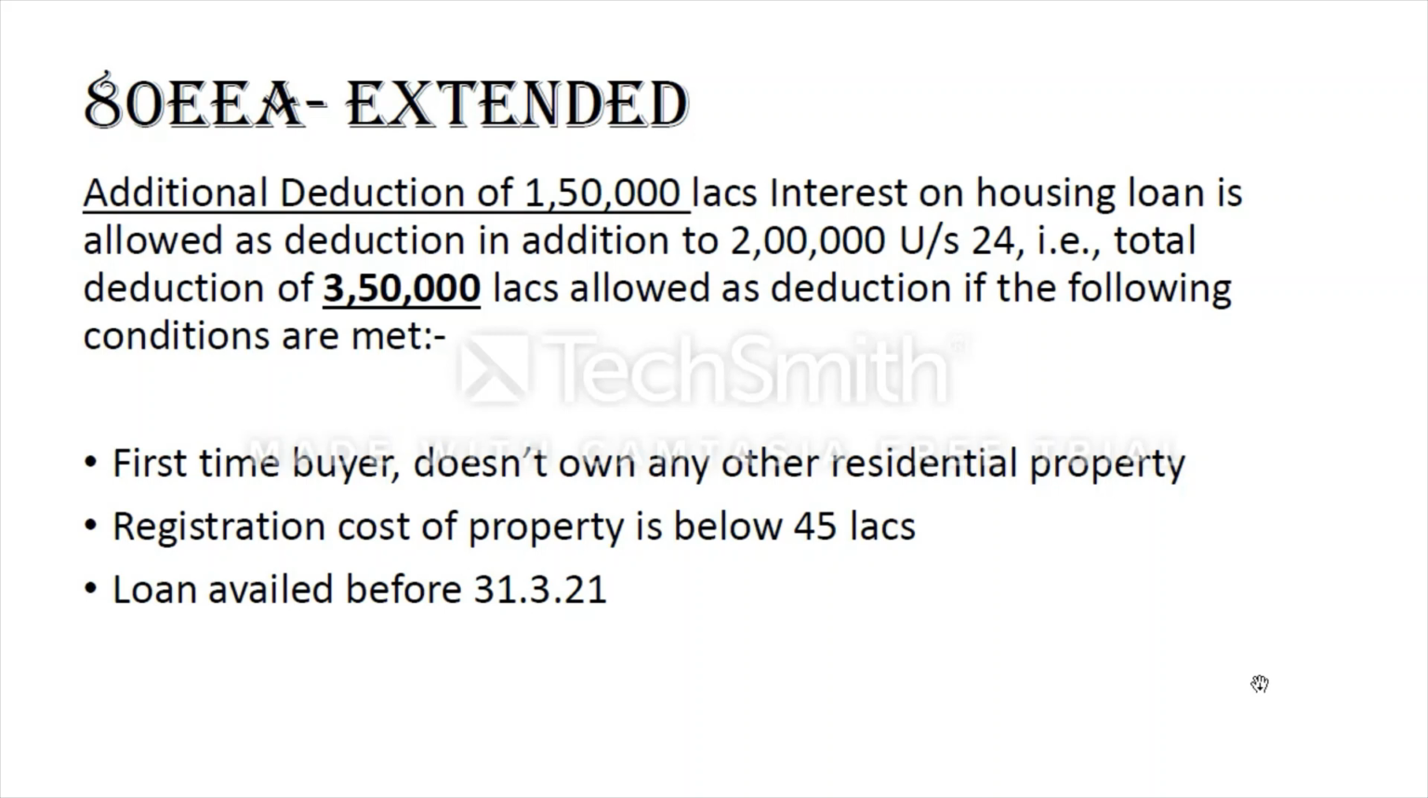Like the purchaser should be a first time buyer, you should not own any other residential property, and the registration cost of the property should be below 45 lakhs, and the loan should be availed before 31st March 2021. Then he can get the additional deduction of 1.5 lakhs, that is a total deduction of 3.5 lakhs on interest on housing loan. The most important point that you have to keep in mind is if you choose the new tax slab, then this deduction is not allowed.